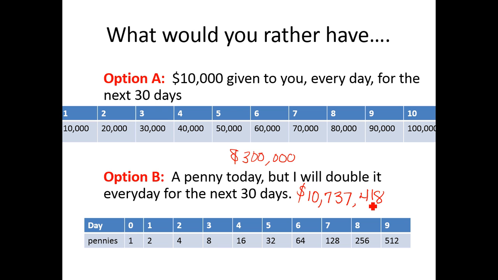Option B. This is what exponential growth does. It starts off really slowly, and then by day 10, 15, 20, it just skyrockets. And that's what exponential growth is. It starts off slow and then skyrockets. All right, so I'm hoping all of you now would take option B.